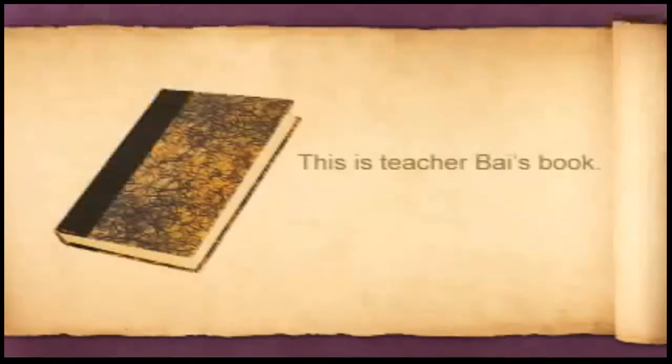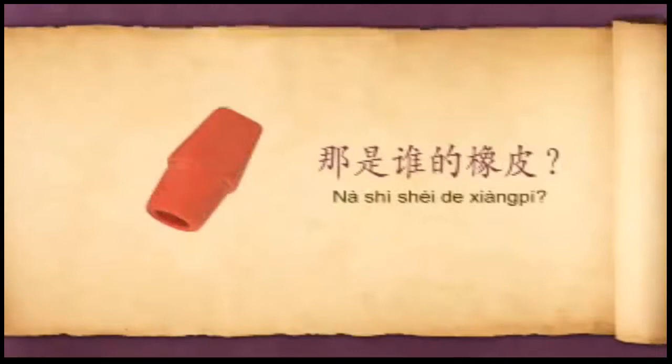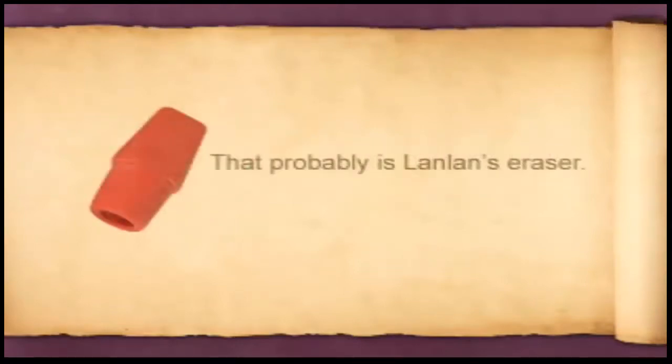The third question was, 那是谁的橡皮？ Whose eraser is that? The answer in English is, that probably is Lan Lan's eraser. If you said, that is probably Lan Lan's eraser, you're also correct. Give yourself a point for the correct answer. Now, did you leave out the word probably in your answer? Remember the description? I said, 那大概是蓝蓝的橡皮. That probably is Lan Lan's eraser. The word probably must be in your answer to get the point.